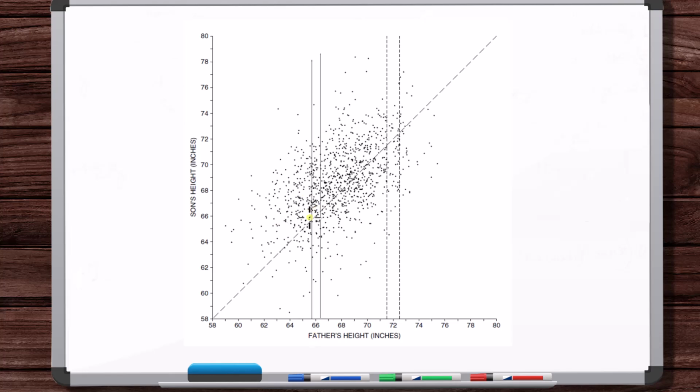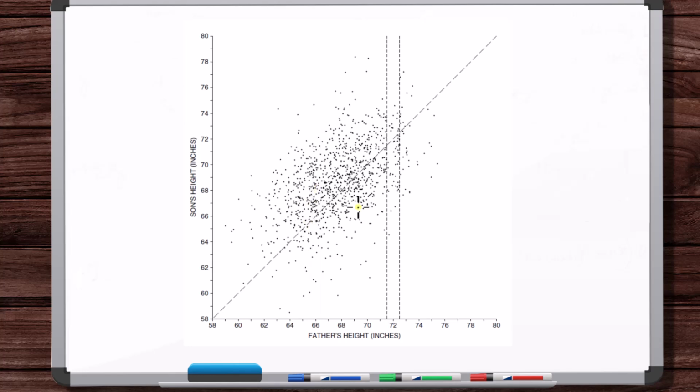Okay, and so look at what the SD line would predict. That's not right, and the reason is that it's not taking into account the correlation coefficient, which tells you how scattered the data is about the SD line.